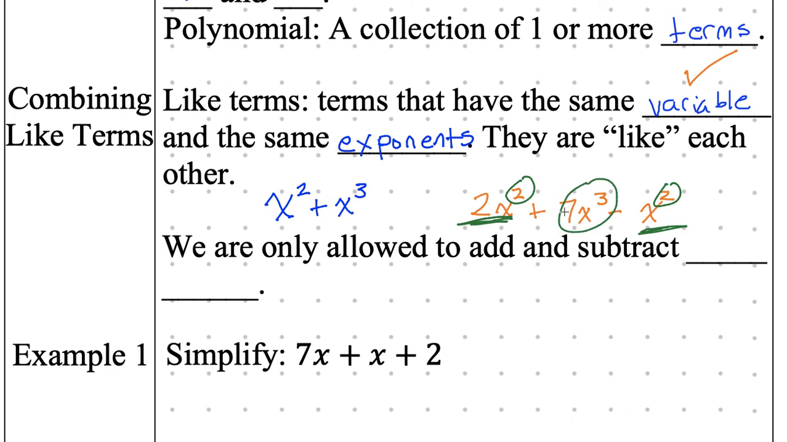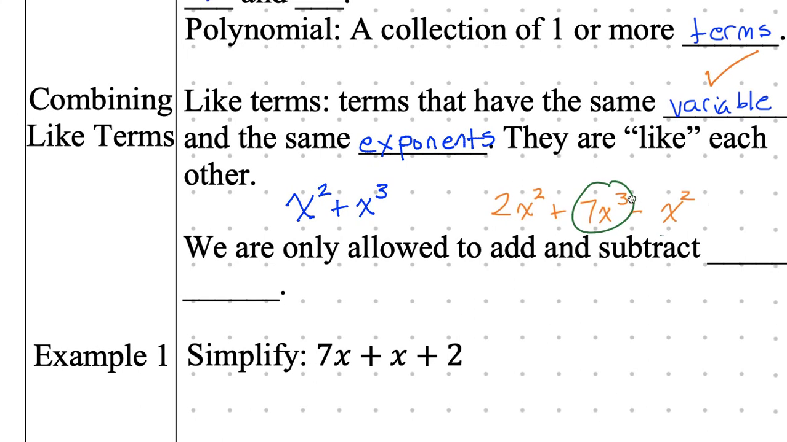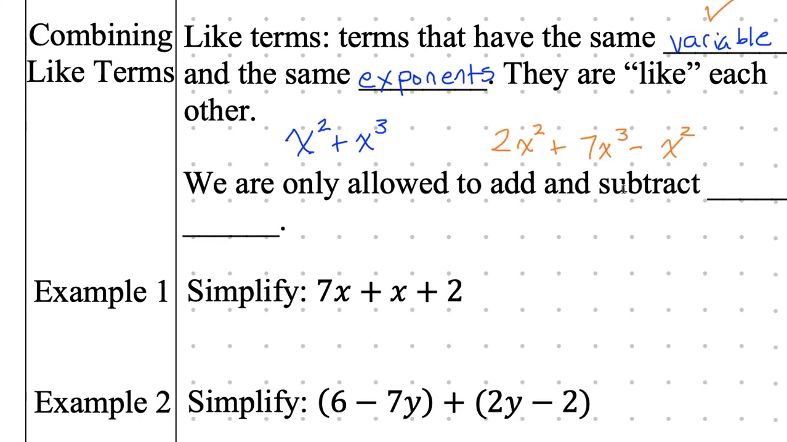So I would say, okay, if I'm adding and subtracting these, if I have 2 oranges and I subtract one of those oranges, I'm left with 1 orange, so 2x squared minus x squared is left with 1x squared. And then I have to copy down that 7x cubed again because it has no other like terms. But that's getting a little bit too advanced. I want to keep it nice and simple today.